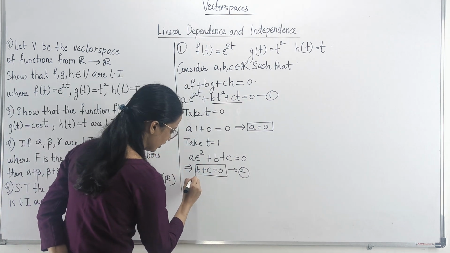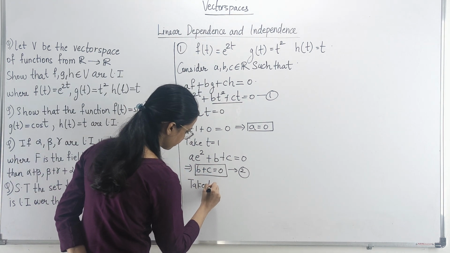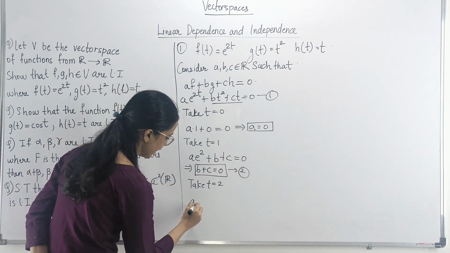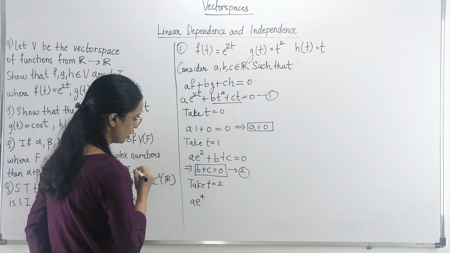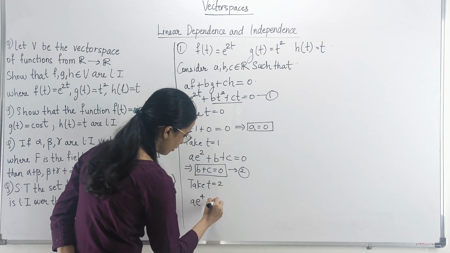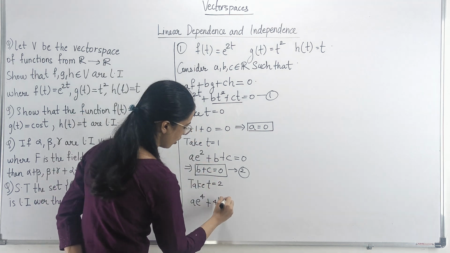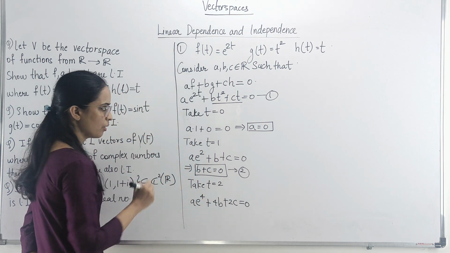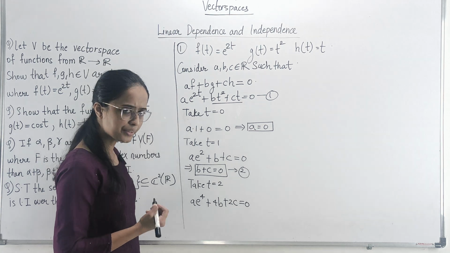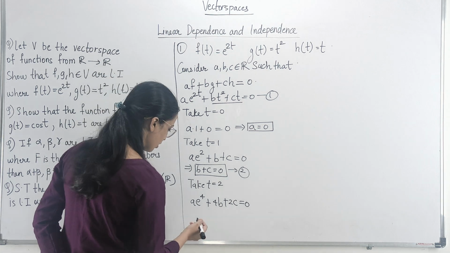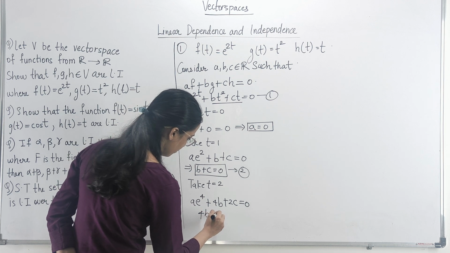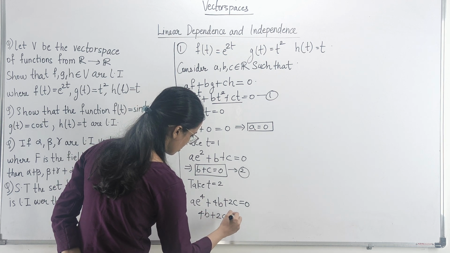Now let us take t equals to 2. Substitute it over here. So we get A into e raised to 4 plus 4B plus 2C equals to 0. यहाँ पे फिर से हम लोग A की value 0 put करेंगे because we have got A का value as 0. So the resultant equation that we get is 4B plus 2C equals to 0.